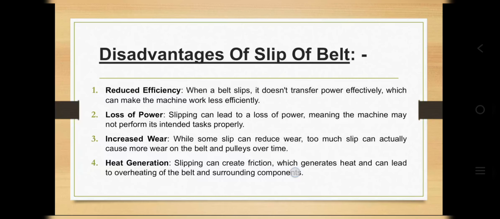Second, disadvantages of slip of belt: reduced efficiency, loss of power, increased wear, and heat generation.